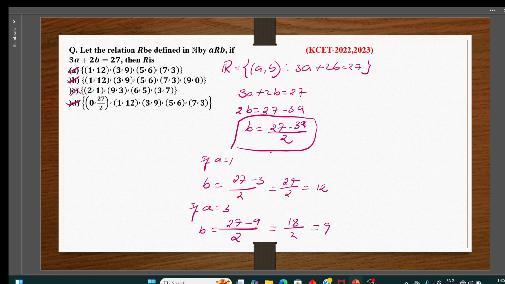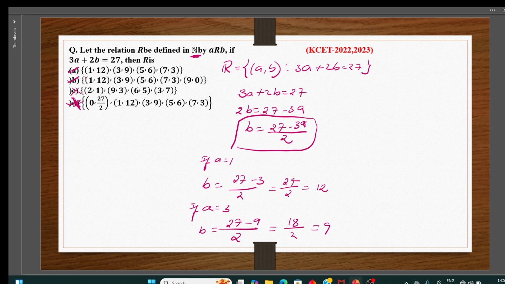Once you check 0, so a = 0 means here we get 27/2. So (0, 27/2). Next we have to check. But here natural number is given. So natural number means 0 is not in natural numbers. So option D is eliminated. Very simple. Defined in natural numbers means 0 is not in natural numbers. So option D is deleted.